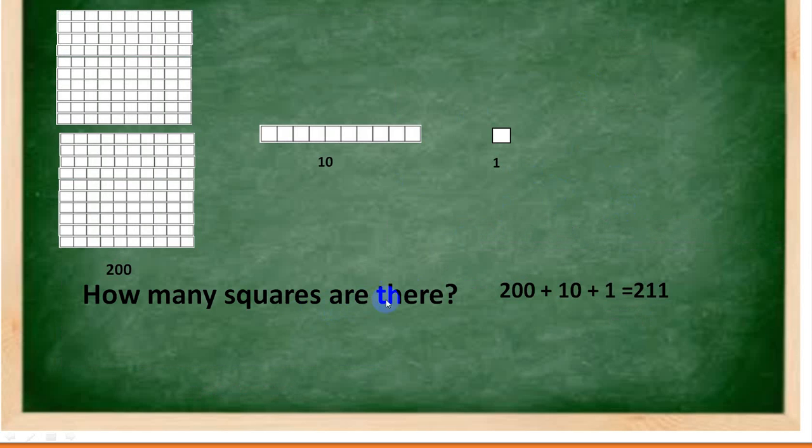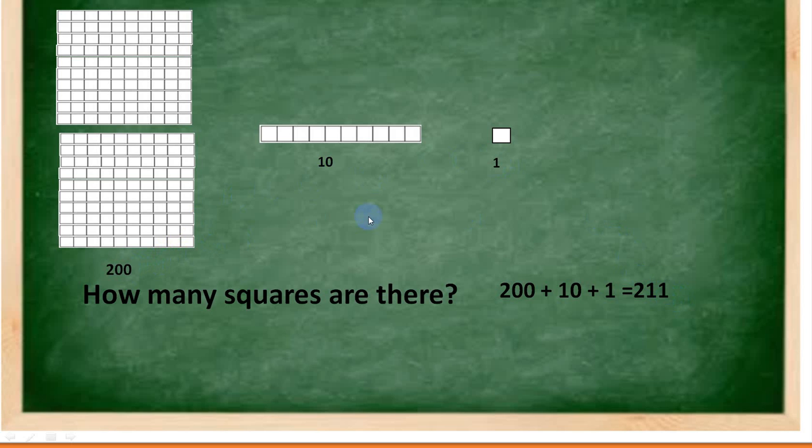How many squares are there? So we got two hundreds, one tens, and one ones. So two hundreds become 200 because 100 plus 100 becomes 200, right? And then one tens becomes 10, 10 squares over here, and then one ones equals 1. So total 200 plus 10 plus 1 equals 211.